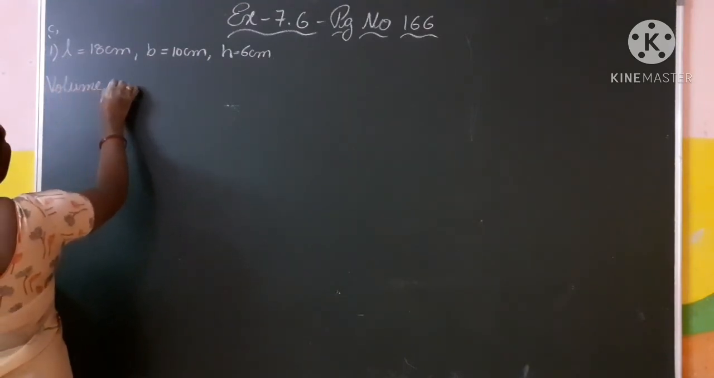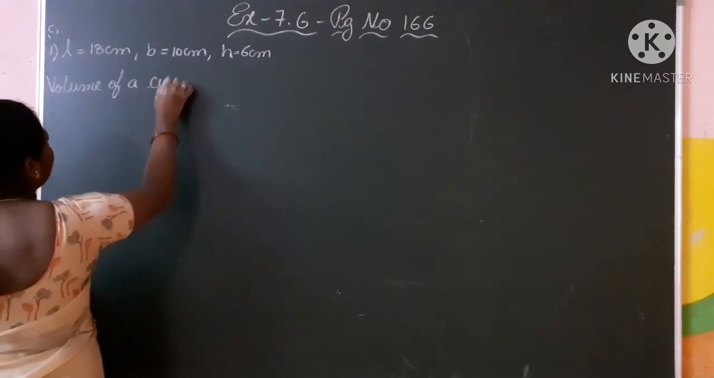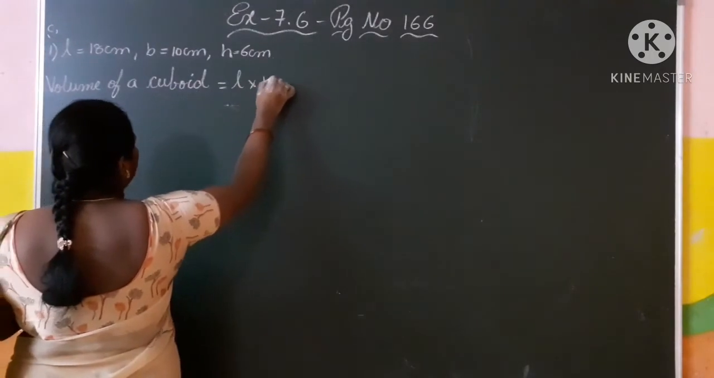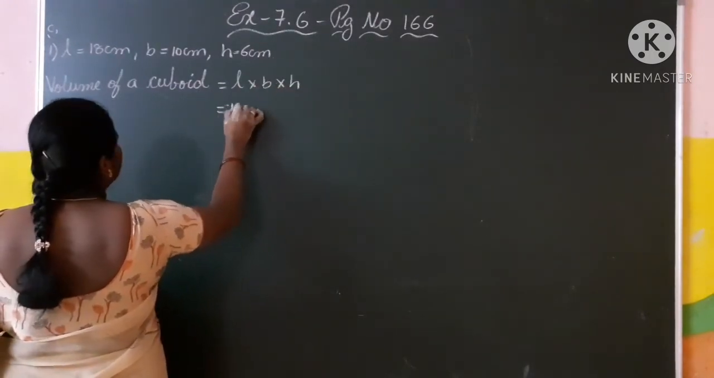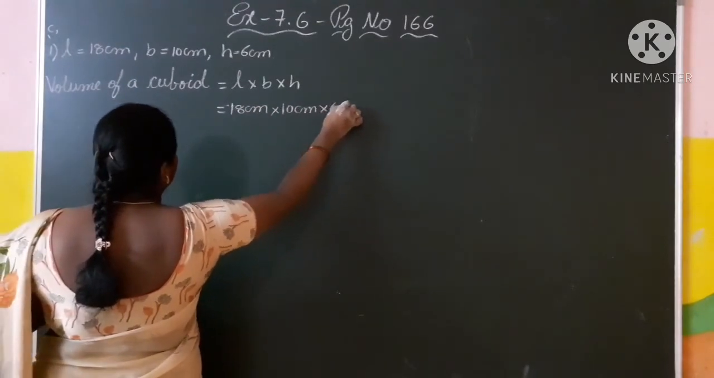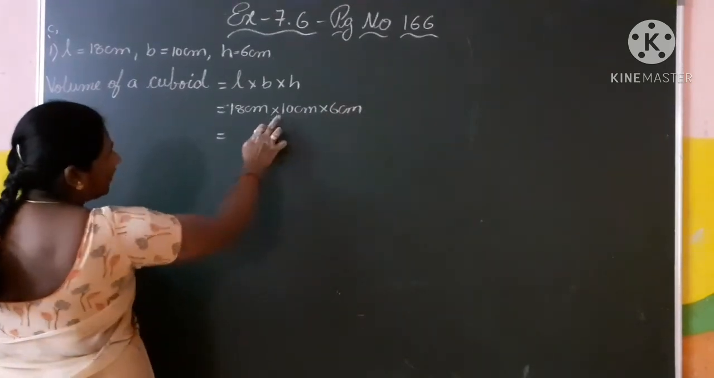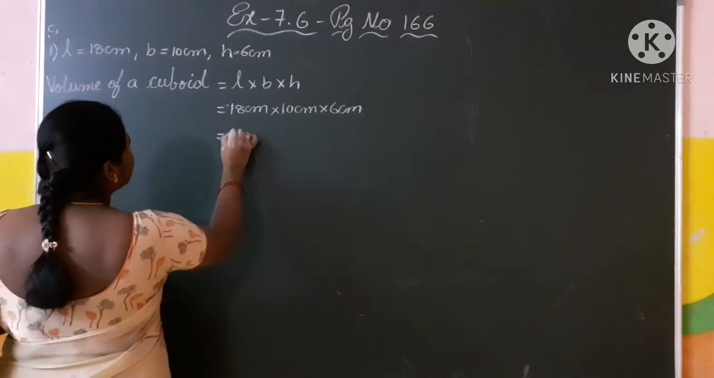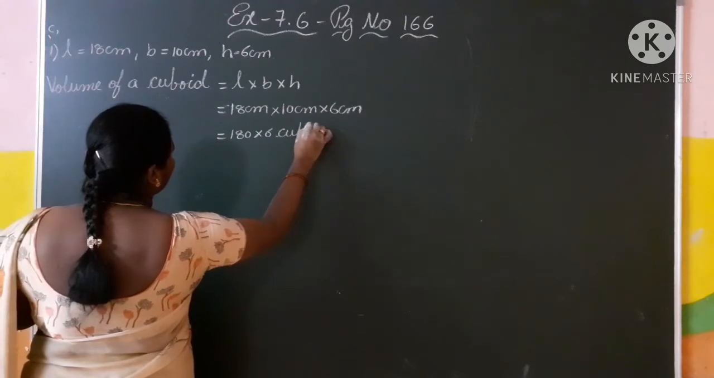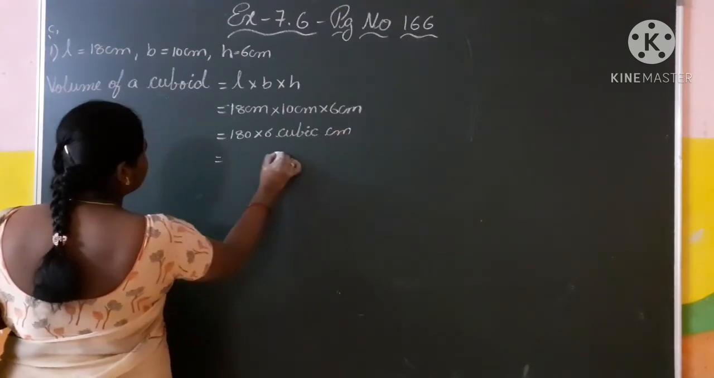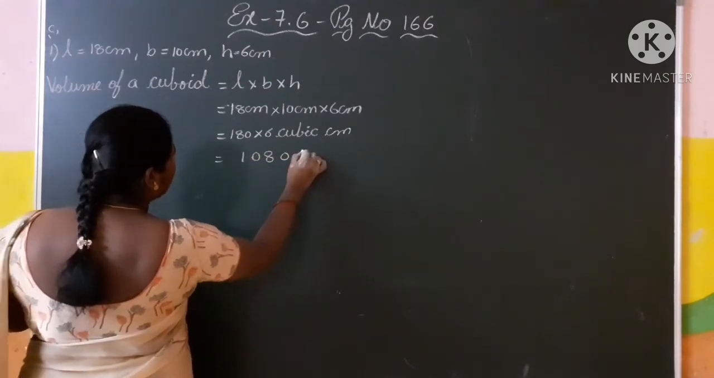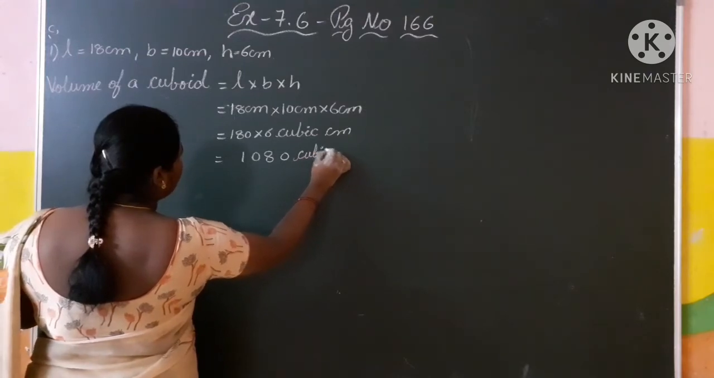Volume of a cuboid. What is the volume of a cuboid formula? Length into breadth into height is equal to L into B into H. Length is equal to 18 centimeter into 10 centimeter into 6 centimeter. 18 tens are 180, into 6 cubic centimeter. So 6 8s are 48, 6 1s are 6, 4 plus 4, 10, 1080 cubic centimeter.